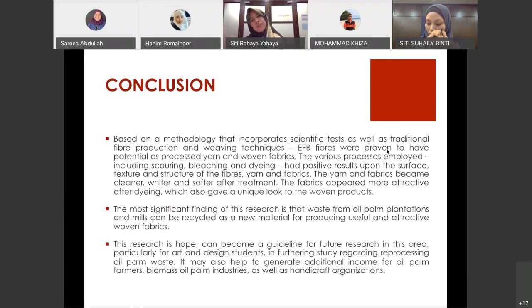The most significant finding in this research is that EFB from palm oil stations and mills can be recycled as a new material for producing useful and attractive woven fabrics. This is hoped to become a guideline for future research in this area, particularly for art and design students in furthering this study regarding reprocessing of palm leaves. It can also help to generate additional income for oil palm farmers, the biomass oil palm industry, as well as handicraft organizations. So thank you.